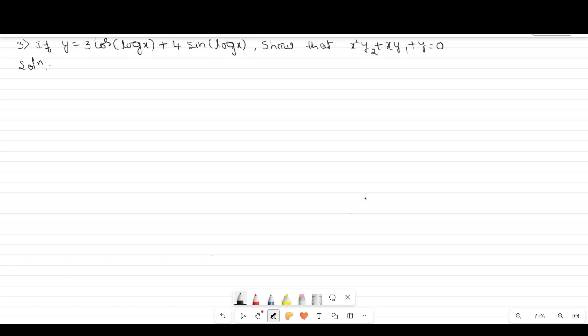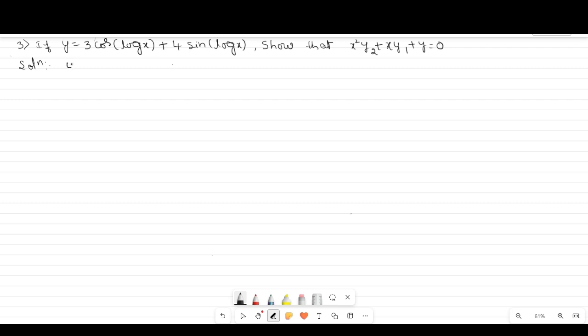So next question, if y is equals to 3 into cos of log x plus 4 into sine of log x, then show that x square y2 plus x y1 plus y is equals to 0. So let us see the proof of this. Even this is also a very simple question, which carries 5 marks.